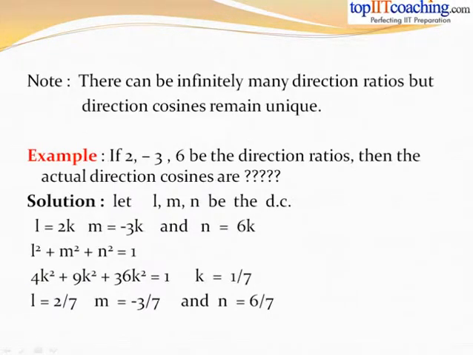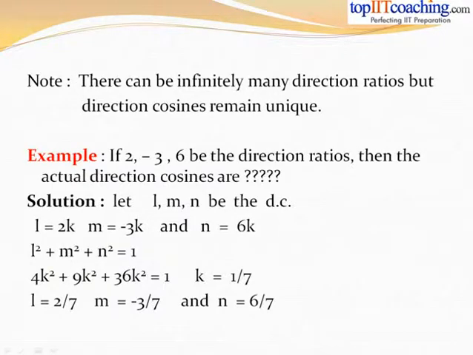Now, an important thing to note is there can be infinitely many direction ratios, but the direction cosines remain unique. For any straight line, there can be an infinite number of direction ratios, because direction ratios are just numbers that are proportional to the direction cosines. So we can have infinitely many direction ratios proportional to the direction cosines, but direction cosines remain unique. That is, we can have only one set of direction cosines for any straight line.